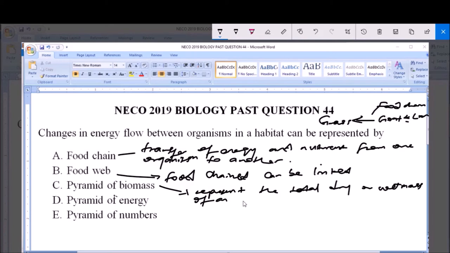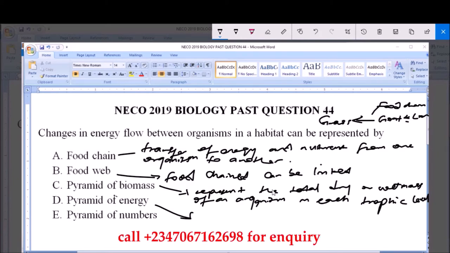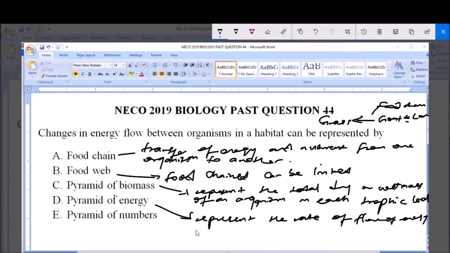Now, trophic level simply represents each level of the organism in the food chain. Pyramid of energy represents the rates of flow of food energy through each trophic level in a food chain.